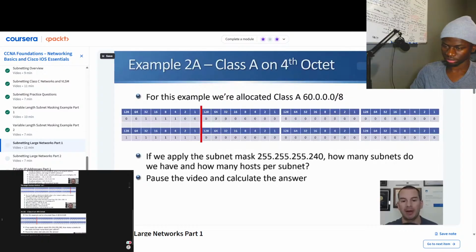Same first question again. If we apply the subnet mask 255.255.255.240, so it's the same style of question but a different mask here, how many subnets do we have and how many hosts per network? So as usual, stop the video and I'll see you back in a second to give you the answer.